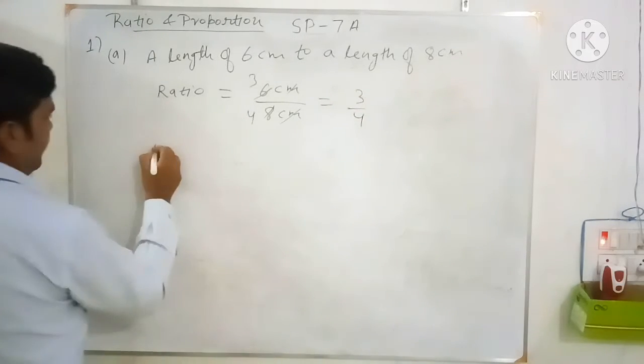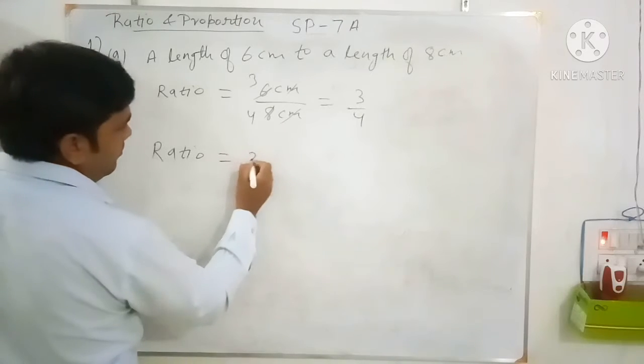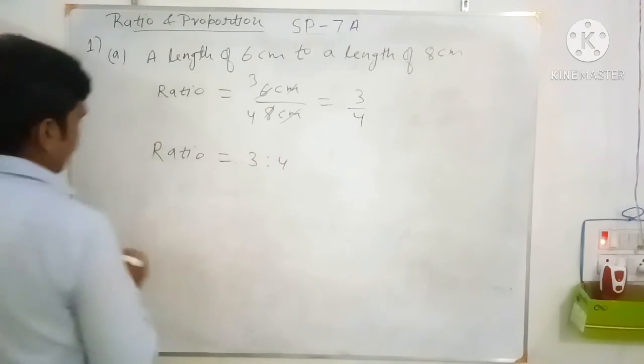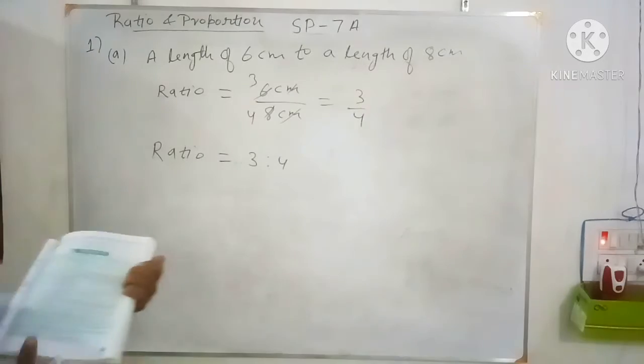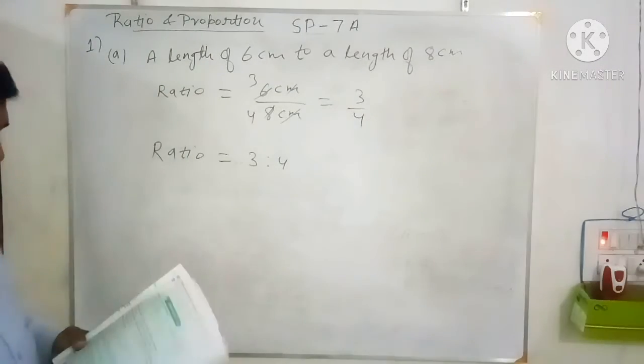So what ratio did we get? Now the ratio is equal to 3:4. The simplest ratio we got is 3:4 for a length of 6 cm to a length of 8 cm.